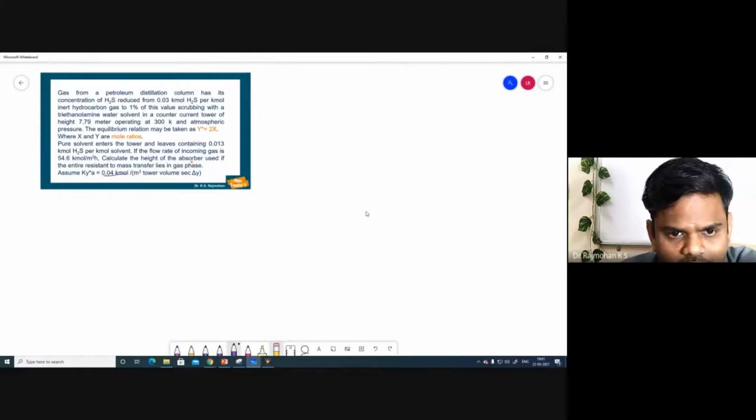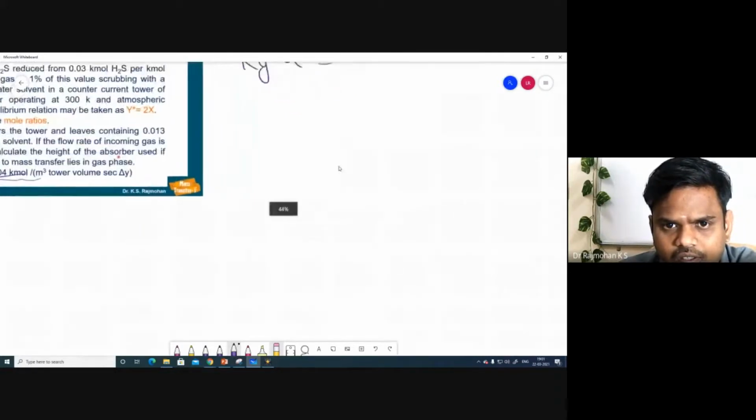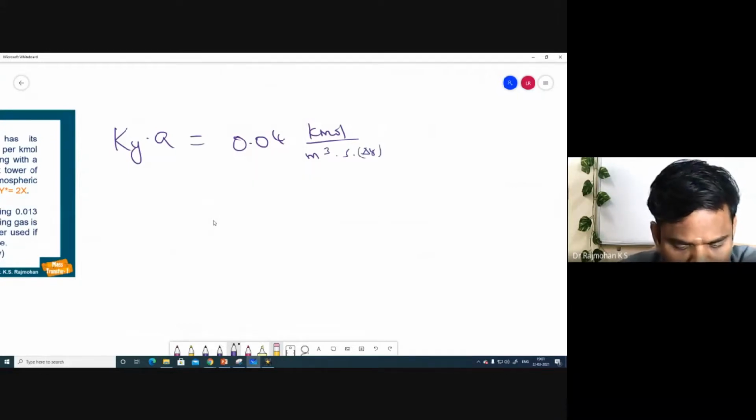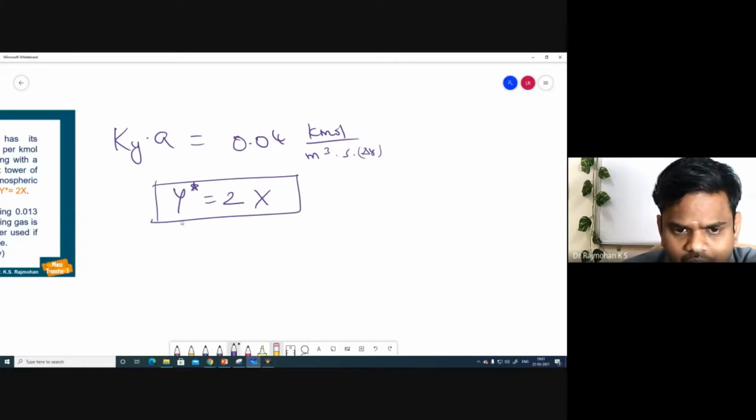Calculate the height of the absorber used if the entire resistance to mass transfer lies in the gas phase, and the Ky·a value is given. So what is given? Ky·a is given as 0.04 kilomoles per meter cube second delta Y. And what is our relationship? Y star is equal to 2 into x is the equilibrium relationship given.